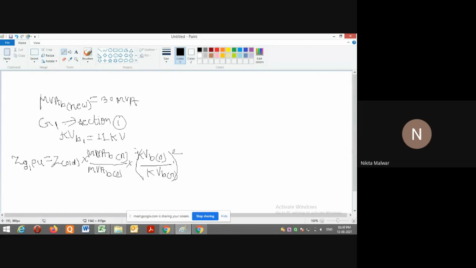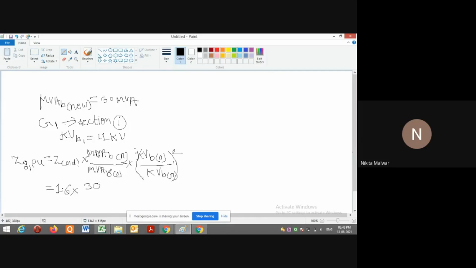Let us put the values in this formula and we will find out the answer for generator 1 per unit impedance. So the value for old impedance for generator 1, what is the value? Reactance value is 1.6. Multiplied by MVA base new, which is 30. Okay, this is our new value.